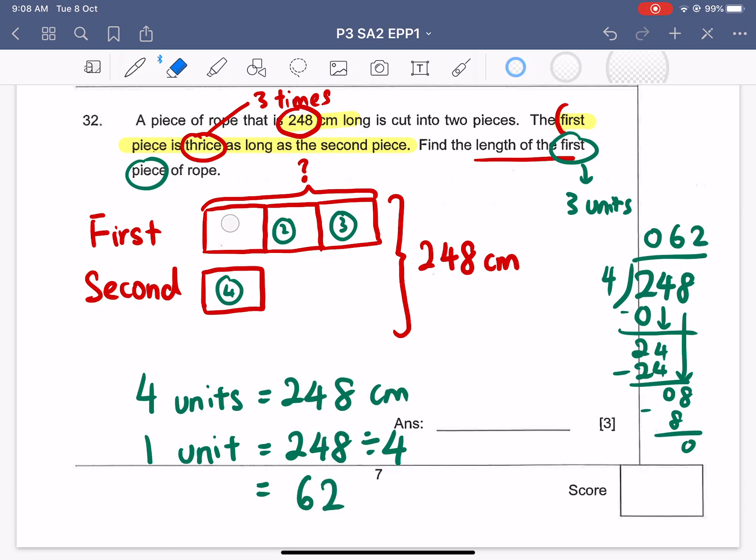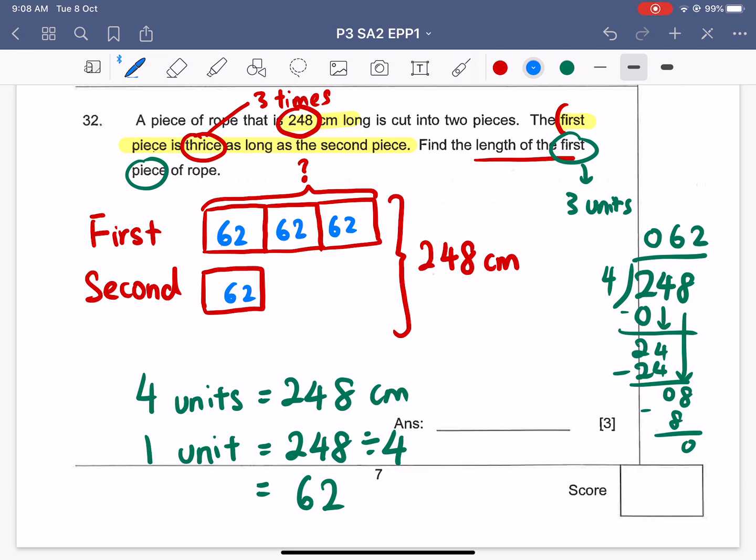Okay, so what did I say? Now make the model easier for you to see. Now that you know each box is 62, I'm going to put all the numbers in. 62, 62, 62, 62. Now are we able to solve our question already? Find the length of the first piece.